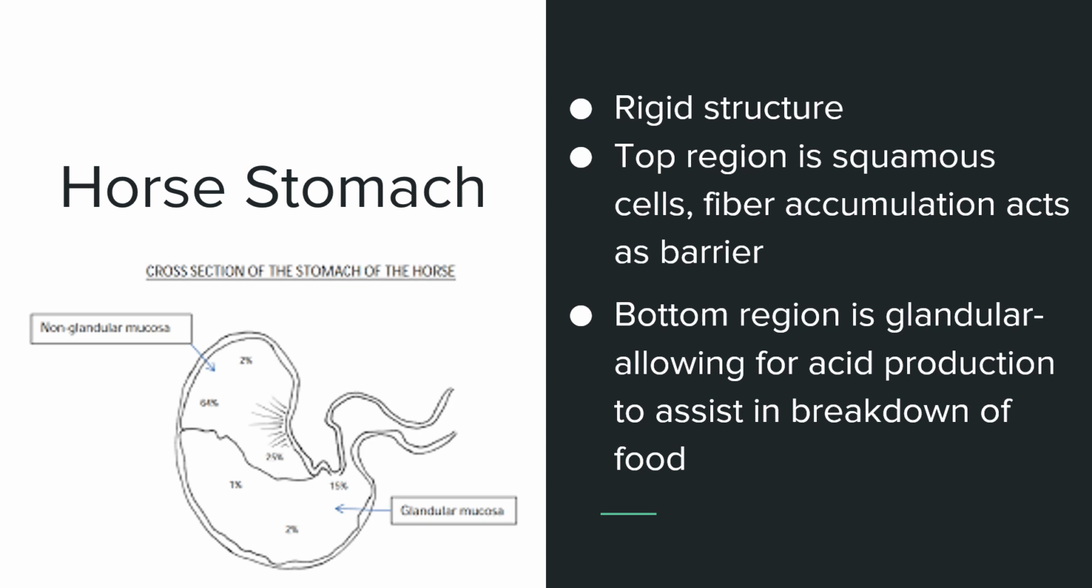So main key points here are that your horse's stomach is rigid and that you've got a non-glandular and a glandular mucosa. So that top portion is going to be filled with the hay and the grasses, and it helps create a barrier from that stomach acid.